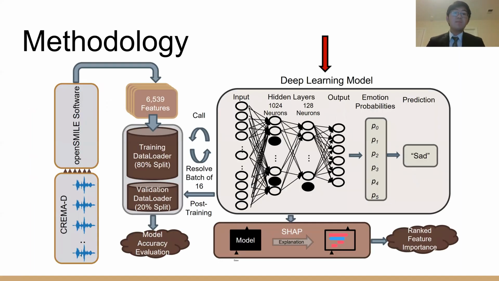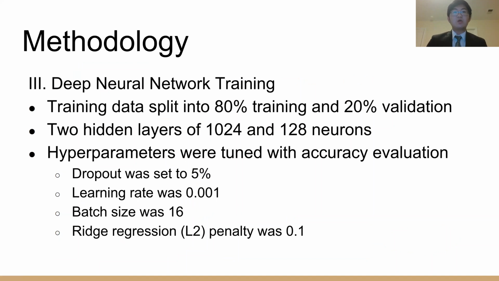Next in the methodology is where most of my research focused, which is the deep learning model itself. In the deep neural network model, I first had an 80% training and 20% validation split. Iterating over the many samples, I had 2 hidden layers: first of 1,024 neurons and second of 128 neurons. The hyperparameters used in this model were a dropout set to 5%, a learning rate of 0.001, a batch size of 16, and a ridge regression or L2 penalty of 0.1.